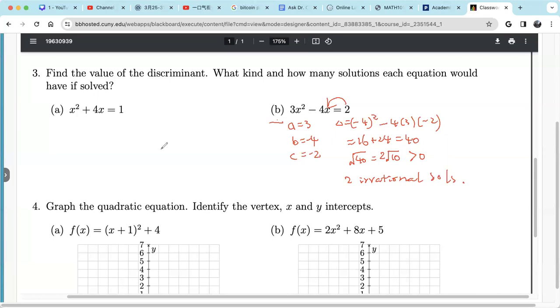Even so, we can find those two solutions. x equals negative b, which is negative 4... plus or minus 2 radical 10.